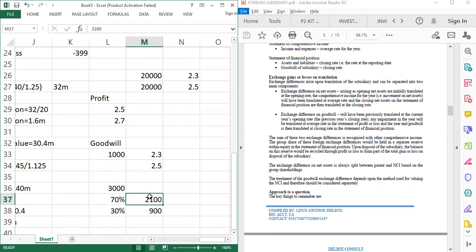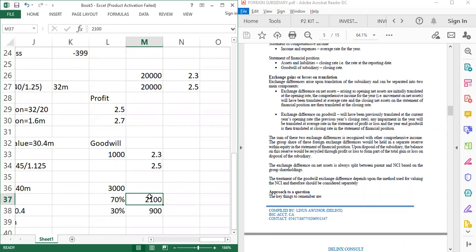The gain is not part of our ordinary business activities. The only thing that will go to retained earnings are those gains or those profits that are arising from our day-to-day activities. The exchange gain is not something that we do. It's not part of our ordinary business activity. So it will be held in a different account, other components of equity or other reserves.